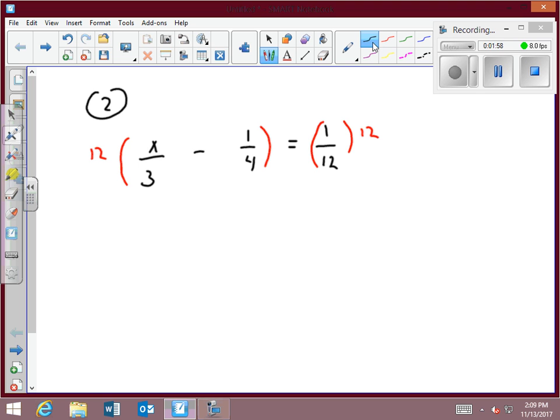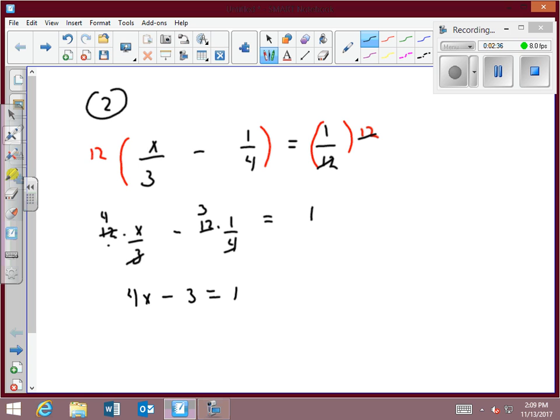So then this becomes, as we distribute the 12 on the left-hand side, and then on the right-hand side, notice it's just a term times a term, and the 12s cancel, and we just have 1. Now on the left-hand side, the 12 over 3 gives you 4, and on this one gives you 3. So now 4x minus 3 equals 1.